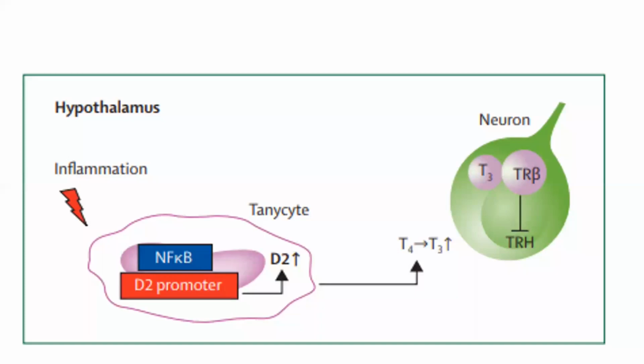The mechanism I showed: due to inflammation and infection, NF-kappa B will be stimulated inside the pituitary. So the D2 is stimulated. Deiodinase D2 will convert T4 to active T3 inside the pituitary. So local T3 is increased inside the pituitary. It will act on the TR beta and inhibit the TRH. So the loop is a negative feedback loop.